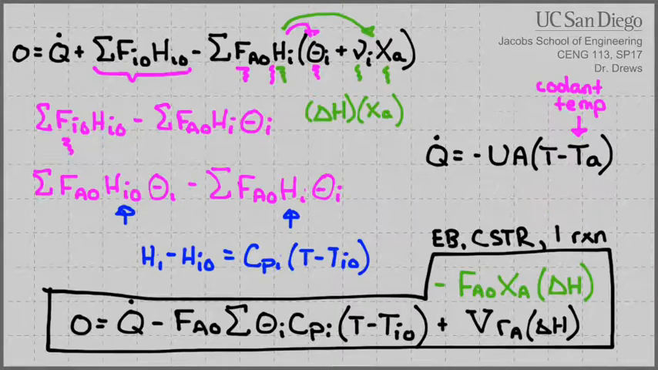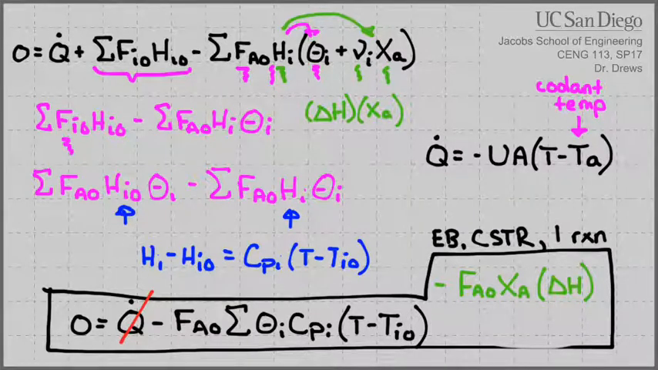How do you derive it? There are probably a couple of different ways that you could derive it. If I just look at this equation that I've got back here, I'm going to get rid of Q because it's adiabatic. I'm going to use this version, the one with the XA in it, because I need to solve for an XA. Notice at that point the FA naughts are going to cancel, right? I can factor out an FA naught and put it over on the other side to get rid of it. And all I'm left with is 2 terms. I have a sum of theta I CPI (T minus Ti naught) and an XA over delta H.